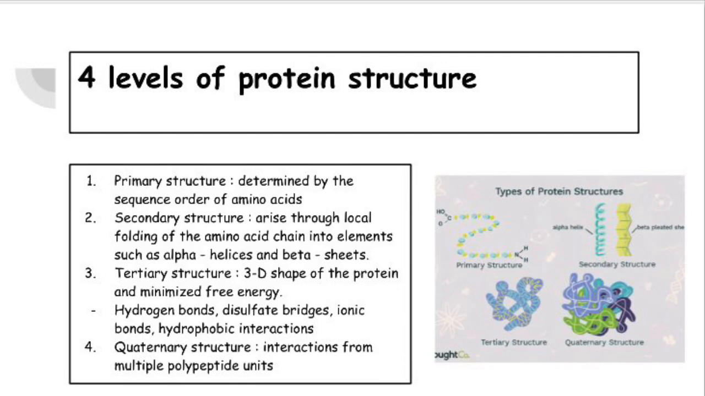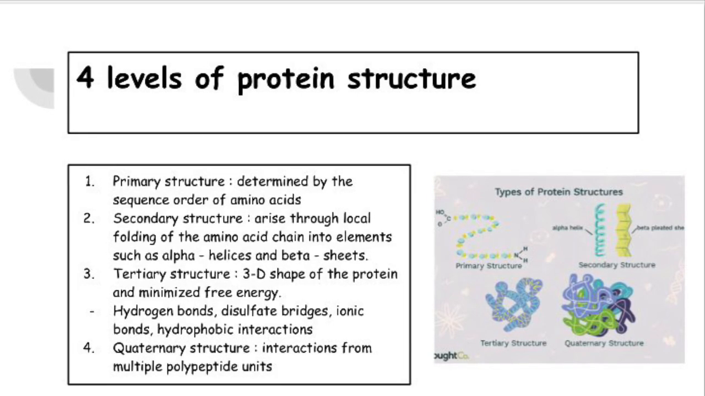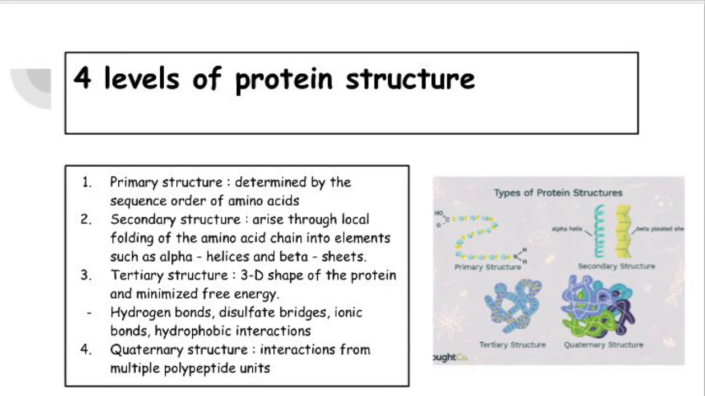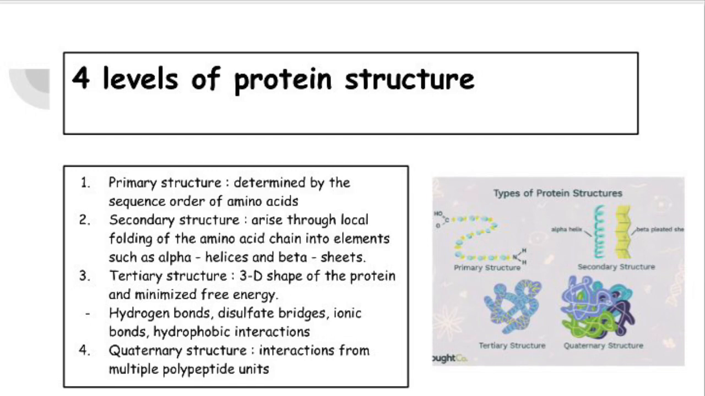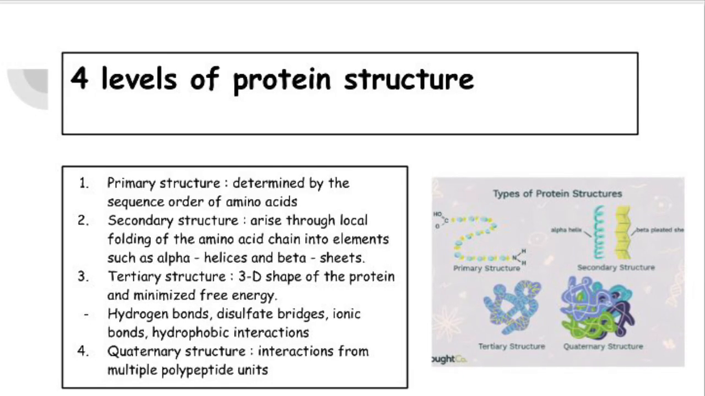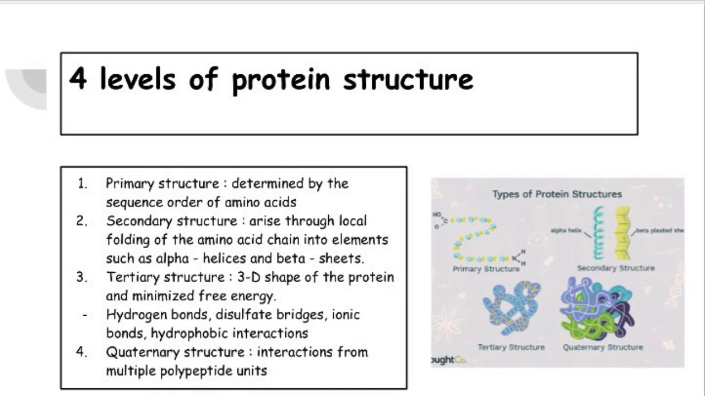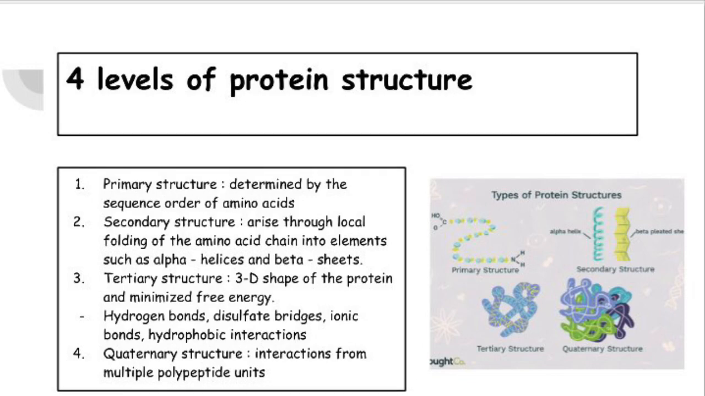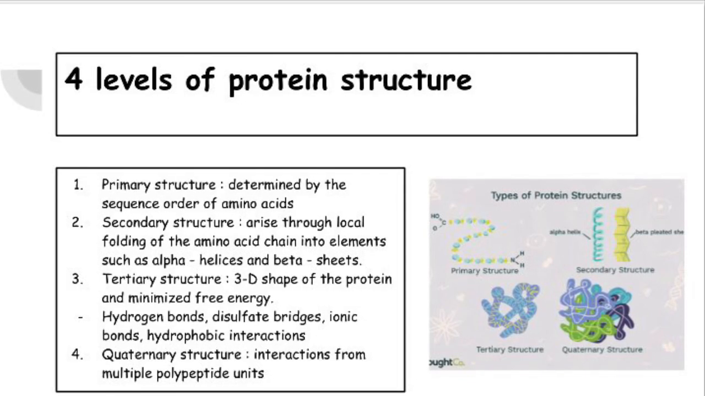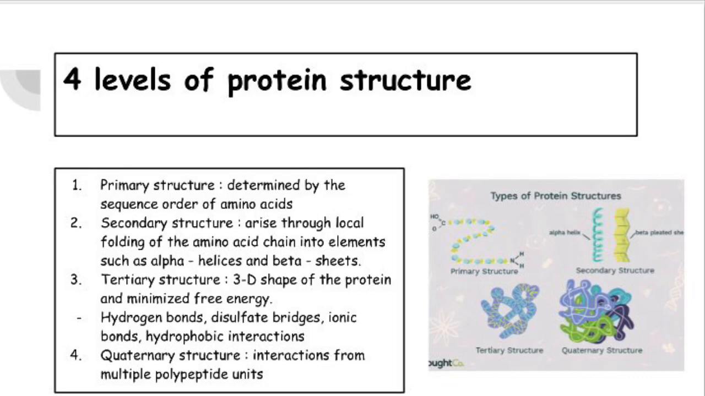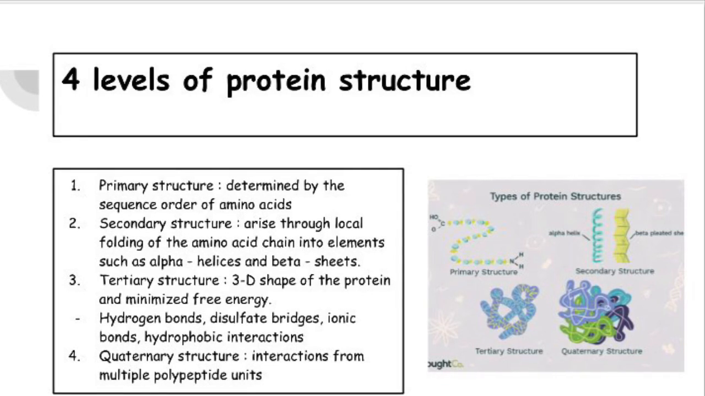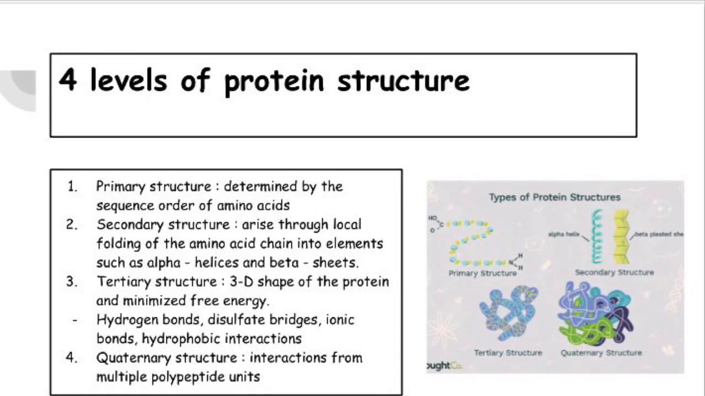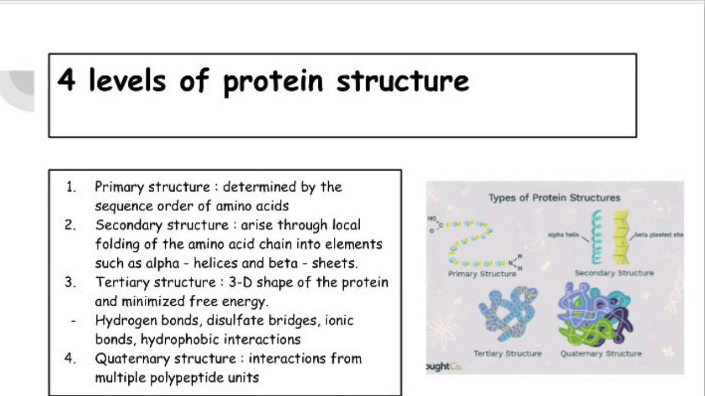Let's talk about the four levels of protein structure. The first is primary structure, and it is determined by the sequence order of amino acids. The secondary structure can either be alpha helices or beta-pleated sheets. Tertiary structure is the 3D shape of the protein with minimized free energy, so there's a smaller loss of energy through things like friction and heat. The bonds in tertiary structure include hydrogen bonds, disulfide bridges, ionic bonds, and hydrophobic interactions. The fourth is quaternary structure, and it is based on interactions from multiple polypeptide units.